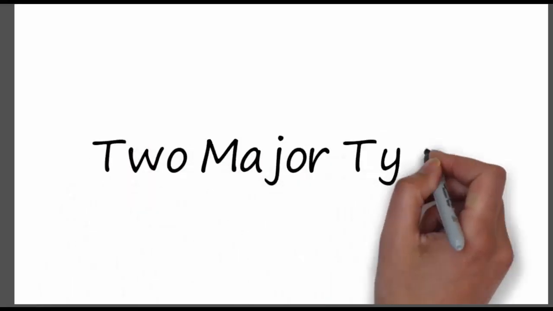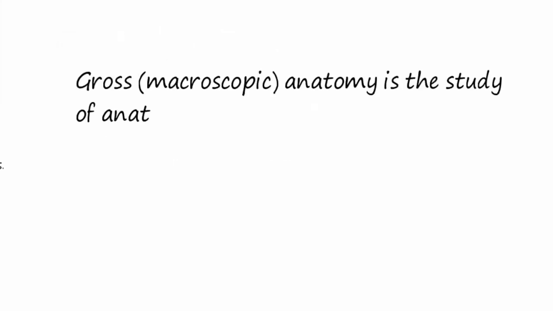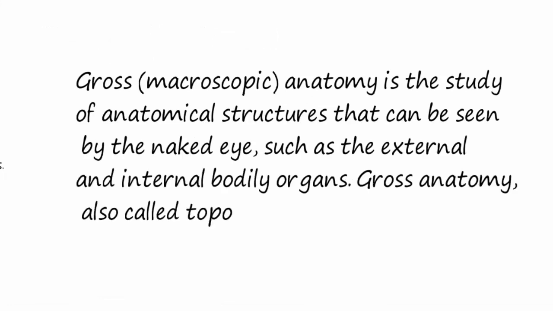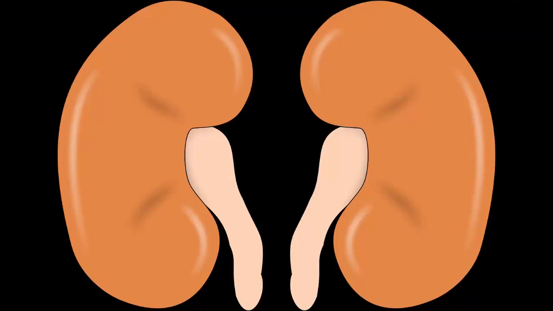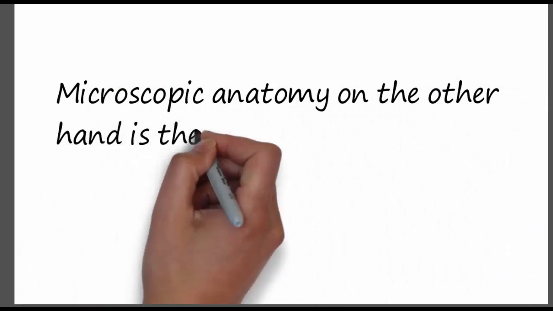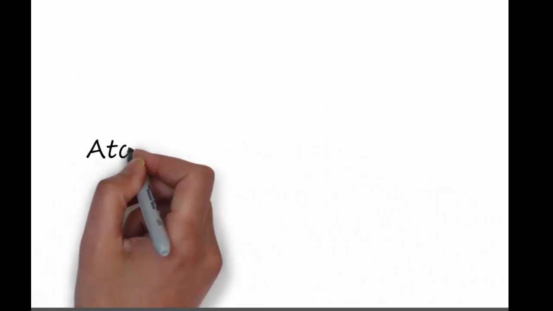There are two major types of anatomy, and both are further subdivided in other branches, as we will discuss soon. Gross, macroscopic anatomy is the study of anatomical structures that can be seen by the naked eye, such as the external and internal bodily organs. Gross anatomy, also called topographical anatomy, is the study of anatomy at the macroscopic level. Microscopic anatomy, on the other hand, is the study of microscopic anatomical structures such as tissues and cells.